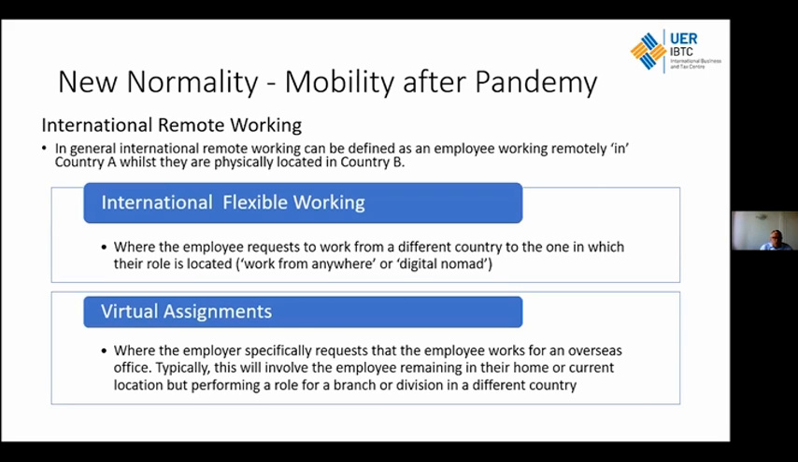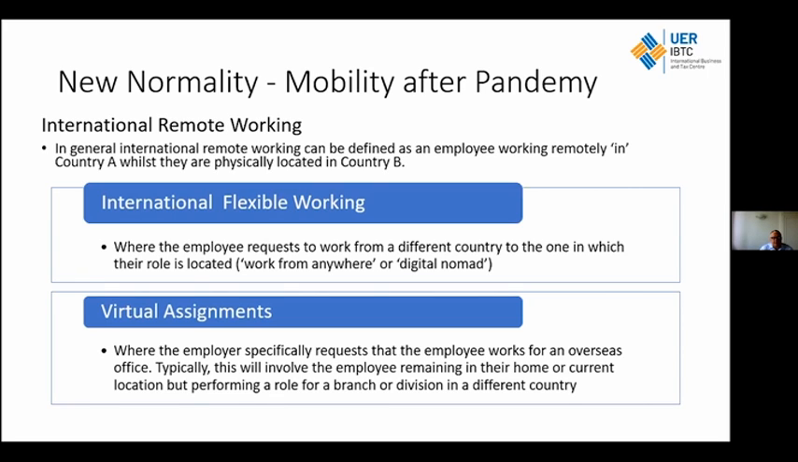We started internally to speak a lot about what will be the new normality. International remote working can be divided into two parts: international flexible working and virtual assignments. International flexible working is work from anywhere, meaning a person goes anywhere and works for an entity that is in another country, or digital nomad. The digital nomad is a person that stays 4 months in one country, another 4 months in another country, and is all the time working for the same entity.